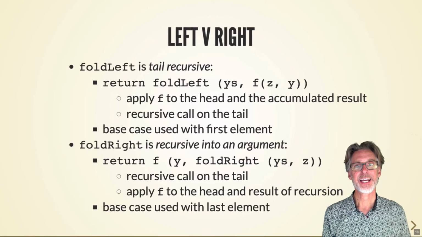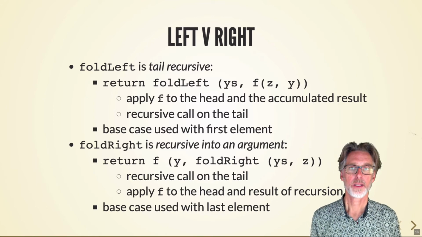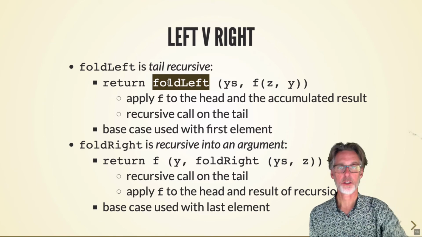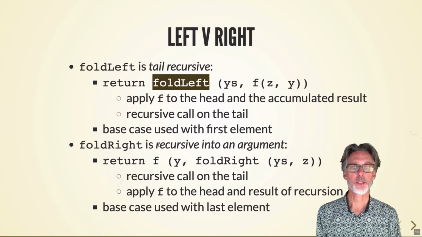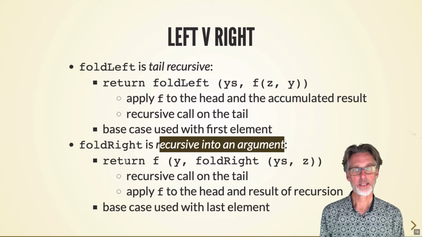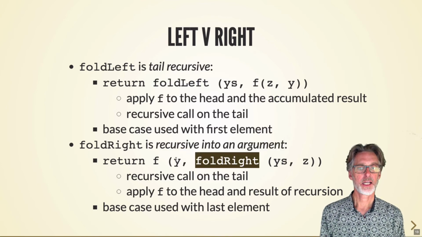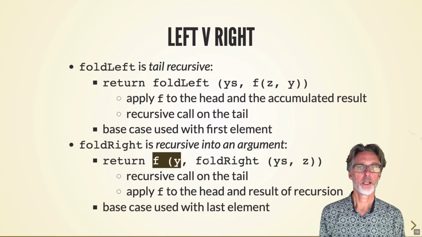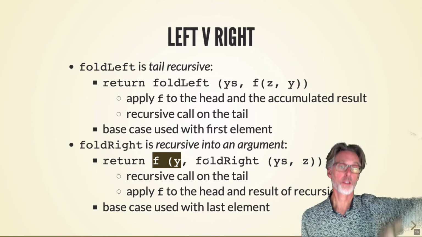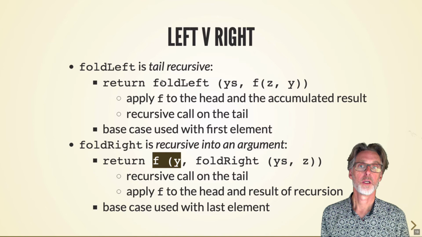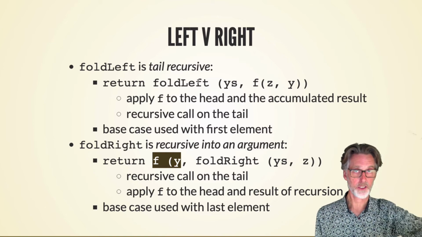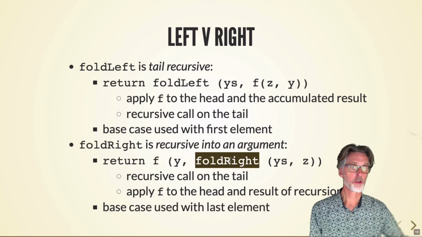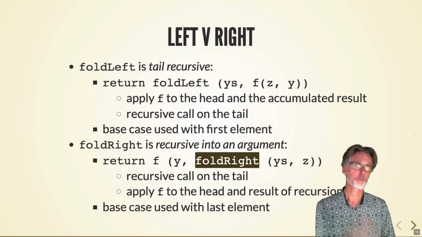Fold left is a tail recursive function. What that means is that the recursive call is the last thing before we return. Fold right is recursive into an argument. What does that mean? It means that the recursive call is an argument of another function. So you can see here my operator expects as one of its parameters the result of a recursive call. So tail recursive means the recursion's the last thing we do. Recursive into an argument means that after that recursion, we'll take the value of the result and then perform some operator on it.